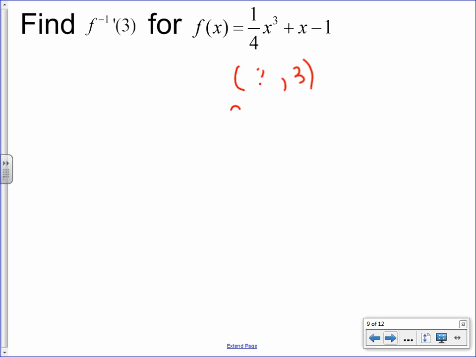So we need to know f of what value makes 3. How do we know that? We're evaluating the derivative at an x value, right? So if our x value is 3 for our inverse, that means our y value is 3 for our function. So we need to figure out the value that we plug in to make f of x equal 3.